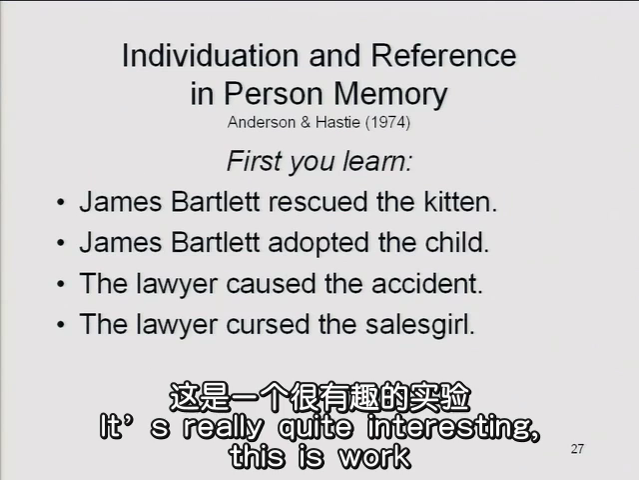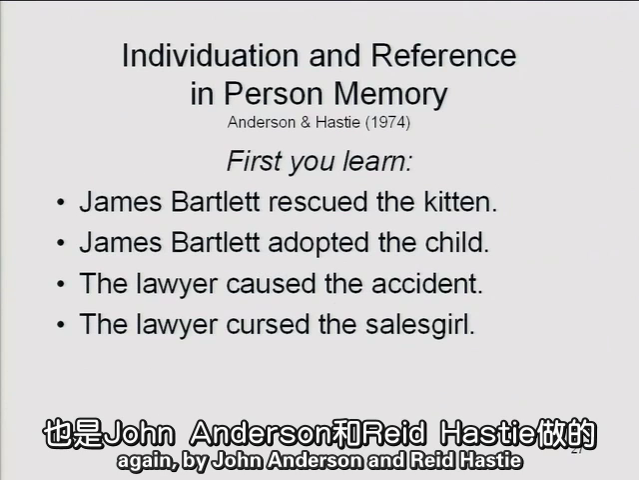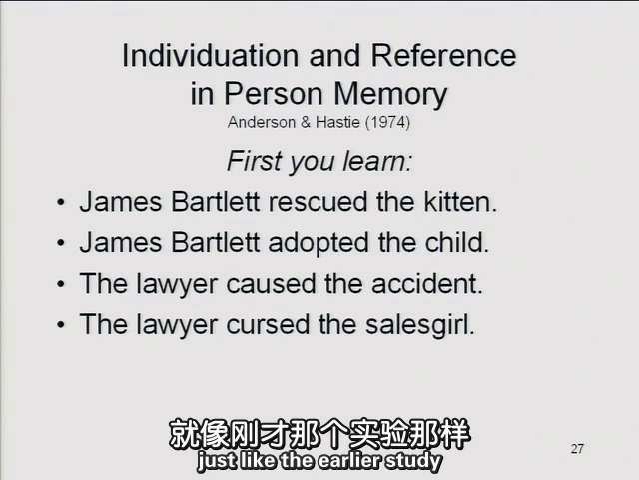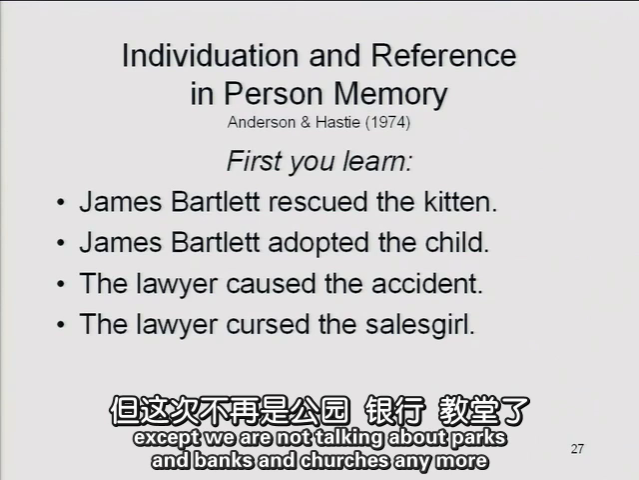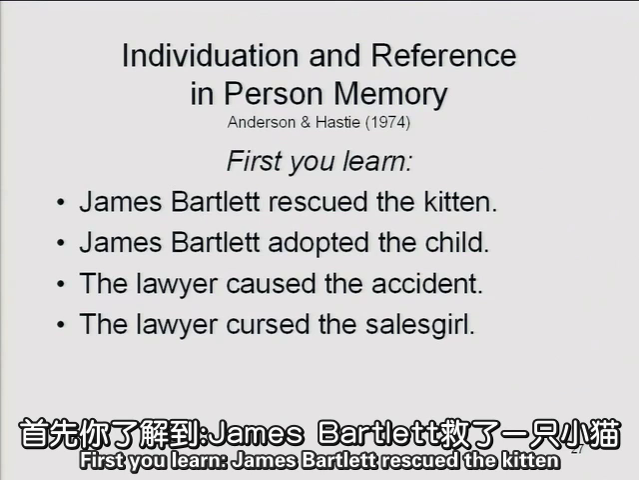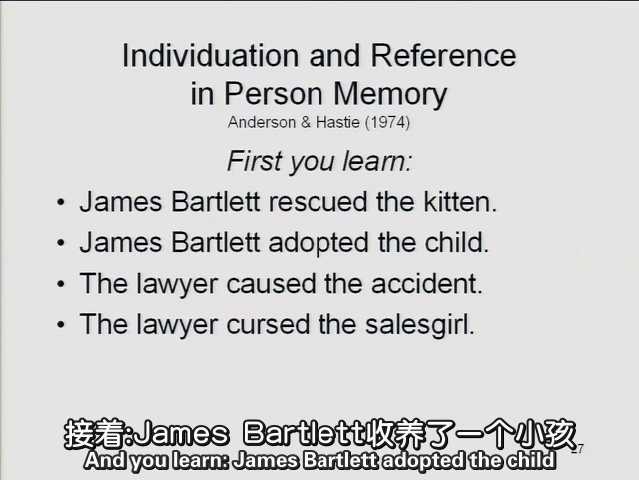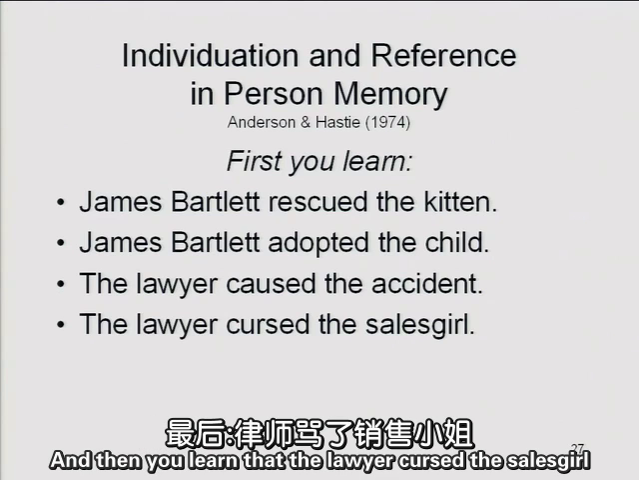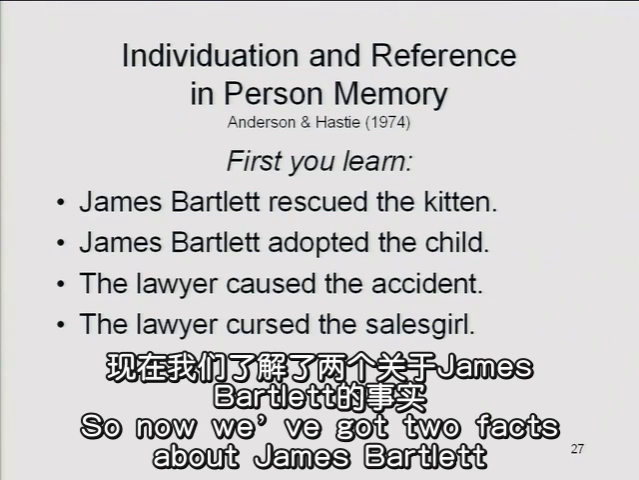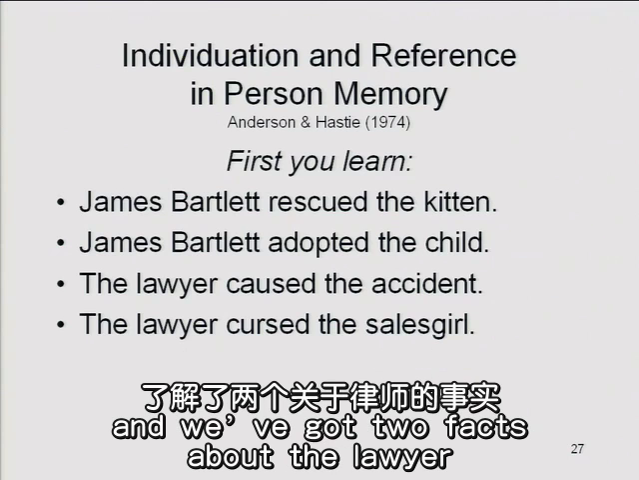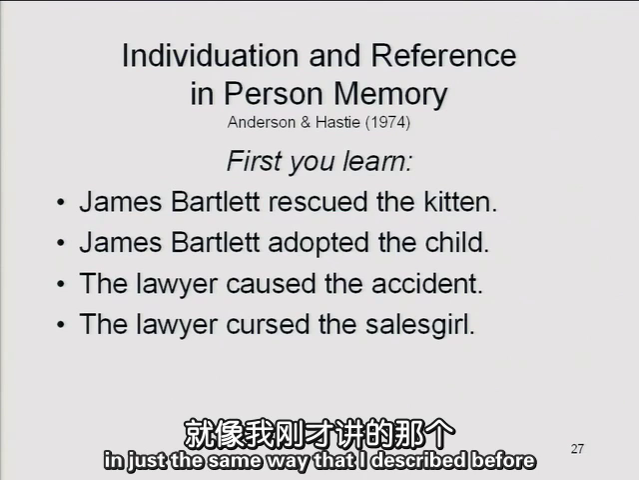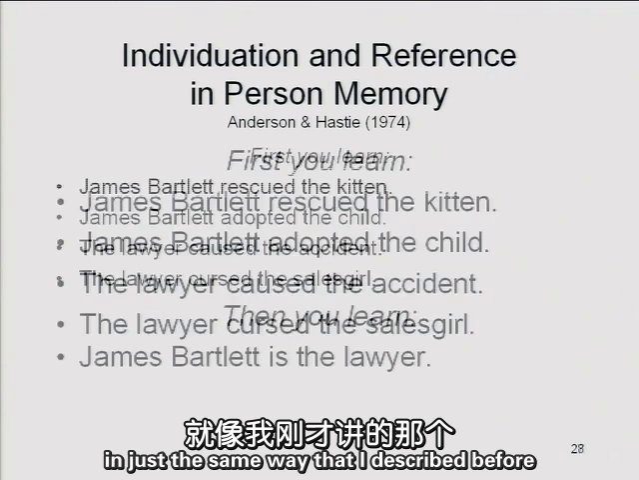It's really quite interesting. This is work, again, by John Anderson and Reed Hasty, in which we're going to learn some facts, just like the earlier study, except we're not talking about parks and banks and churches anymore. First you learn James Bartlett rescued the kitten, and James Bartlett adopted the child. Then you learn the lawyer caused the accident, and the lawyer cursed the salesgirl. So now we've got two facts about James Bartlett, and two facts about the lawyer, and presumably they're represented in an associative network structure in just the same way that I described before.